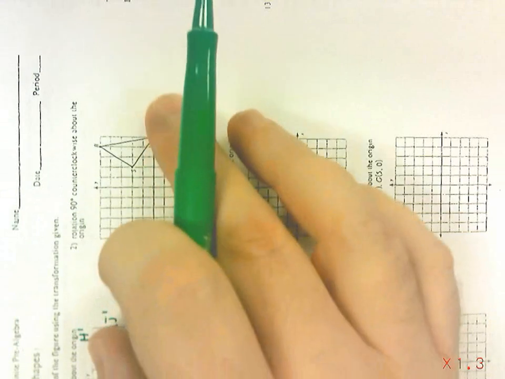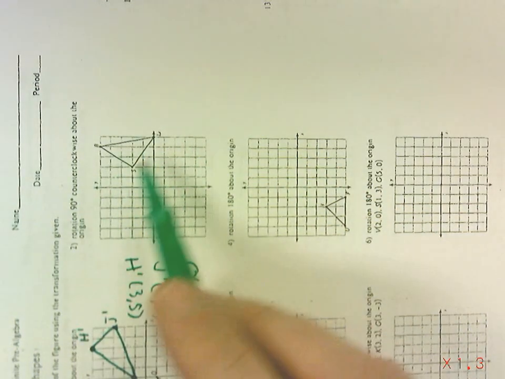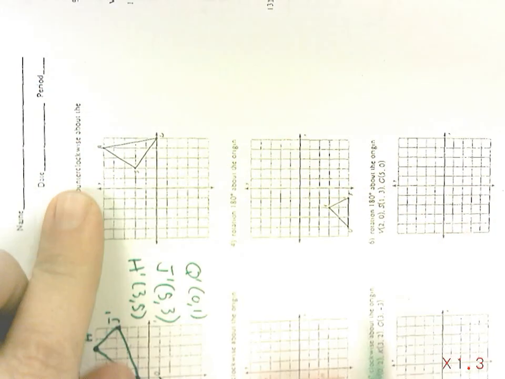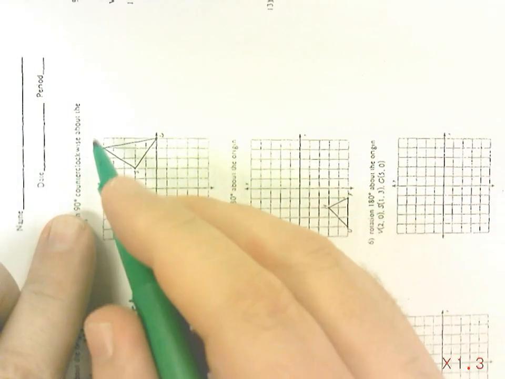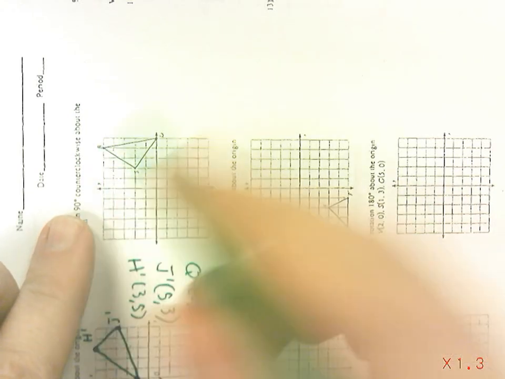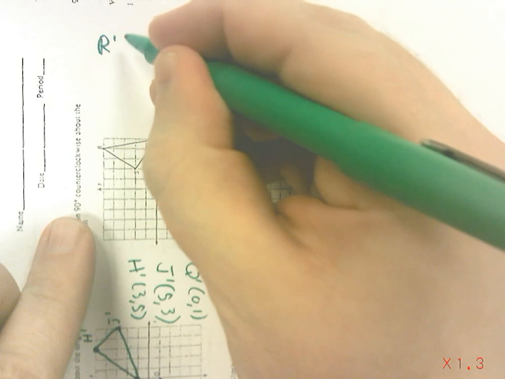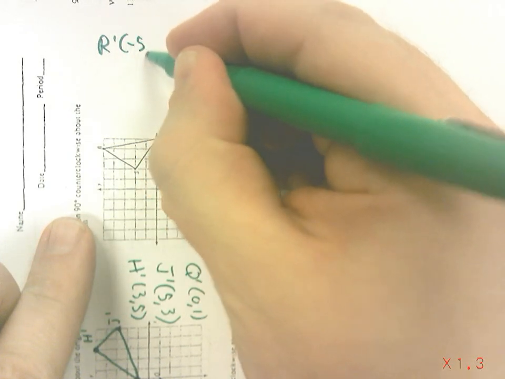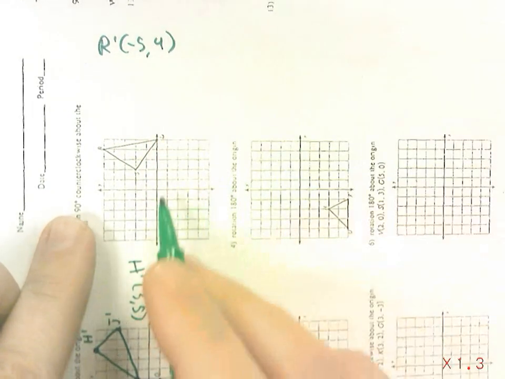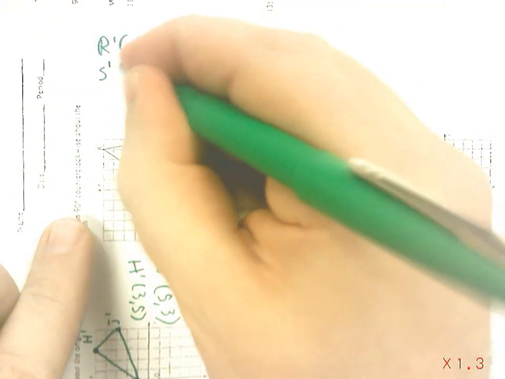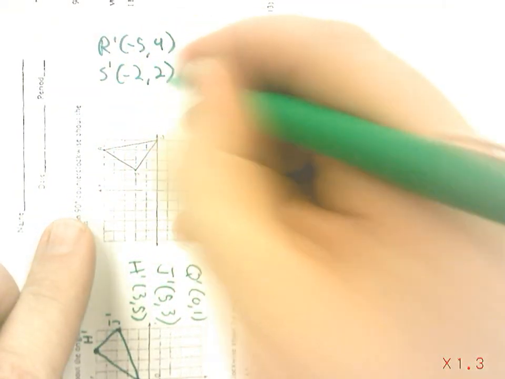So again, if I just wrote down what the ordered pair is now, that would be the proper ordered pair for when I rotate it. So let's look at these. Let's do R first. This is at negative 5 and positive 4. So R prime is going to be negative 5 and positive 4. S is going to be negative 2, positive 2. So S prime, negative 2, positive 2.